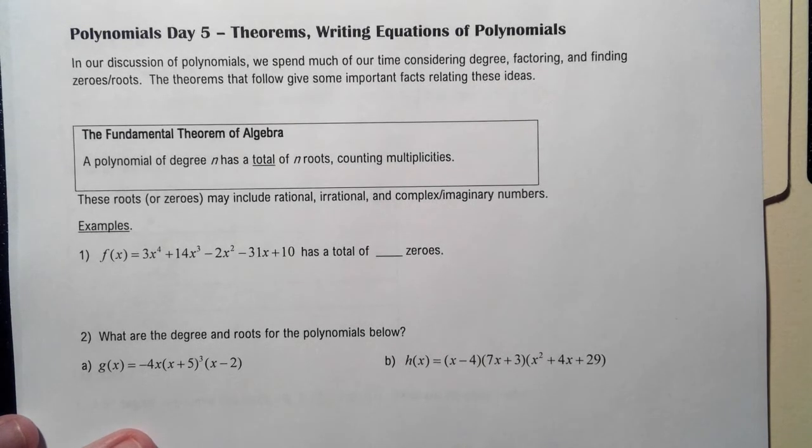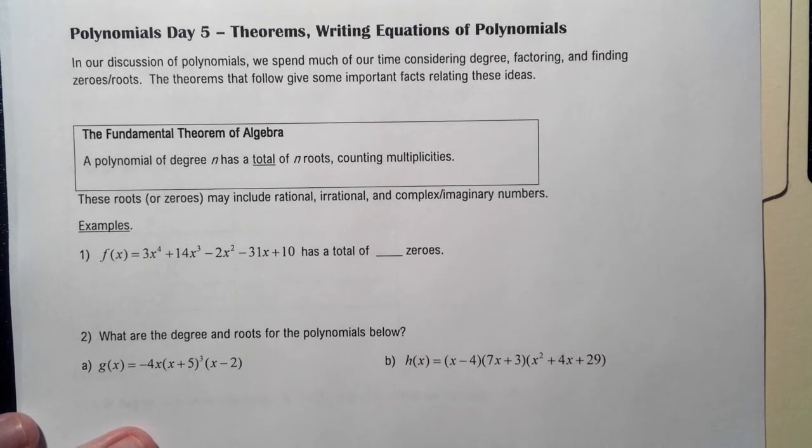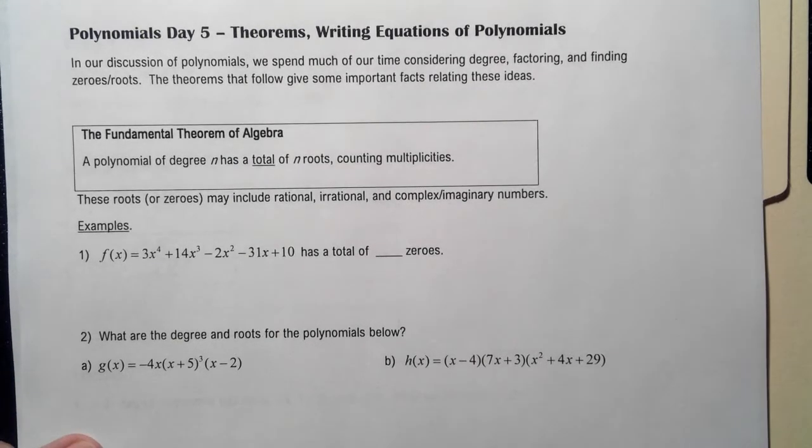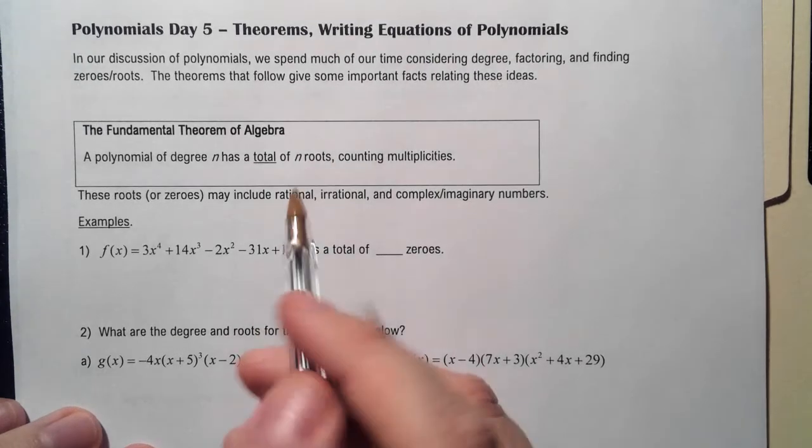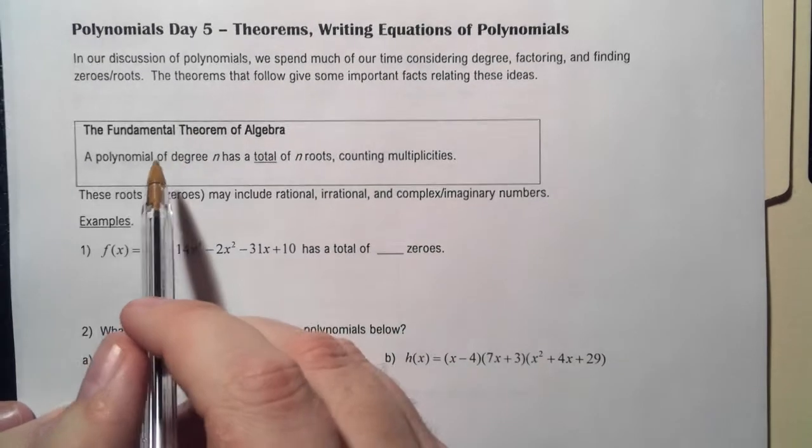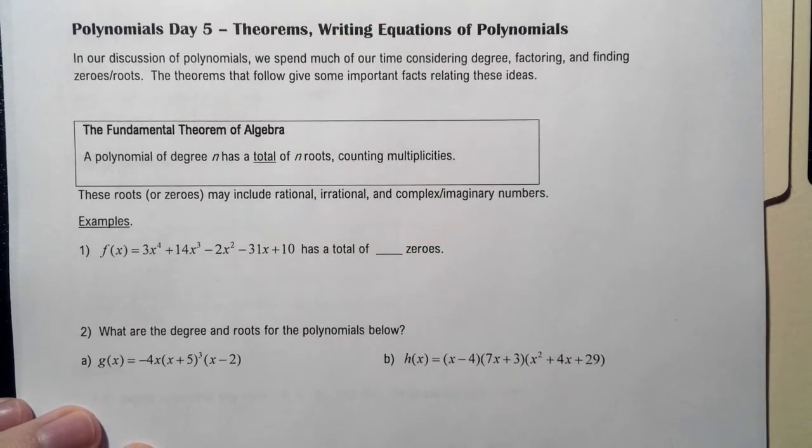So as we've discussed polynomials, we've spent a lot of time discussing degree, going back to factoring, and finding zeros and roots. These theorems really tie those ideas together and define some specifics that we need to know. So the first is the fundamental theorem of algebra.